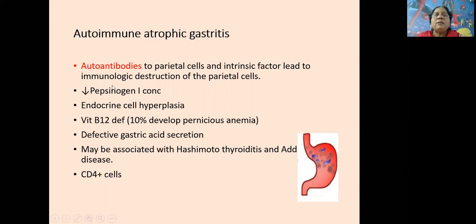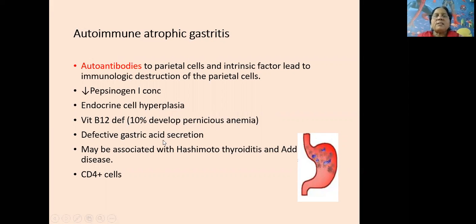So what happens? The pepsinogen is reduced. Okay, pepsinogen 1 concentration is reduced. And endocrine cells, there are some endocrine cells in the stomach, no? They all undergo hyperplasia. Because intrinsic factor is essential for vitamin B12 absorption, there is vitamin B12 deficiency. Then it is called pernicious anemia. 10% of these people develop this pernicious anemia.